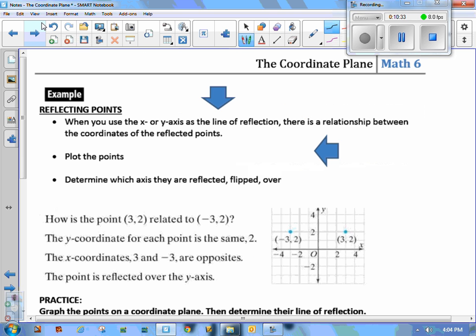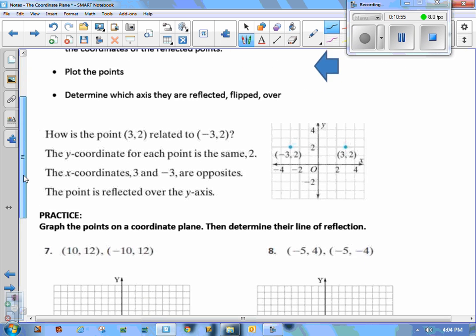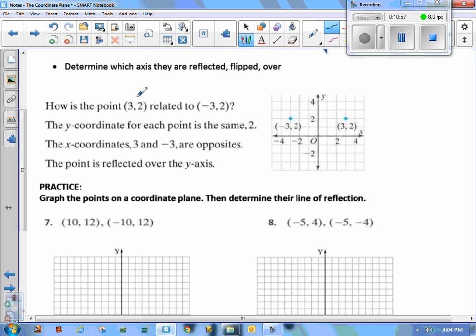Now we're going to talk about reflecting points. When you use the x or y axis as the line of reflection, there's a relationship between the coordinates of the reflected points. You're going to plot the points, and then you're going to determine which axis they are reflected, which means flipped, over. So for example here, how is the point (3, 2) related to (-3, 2)?